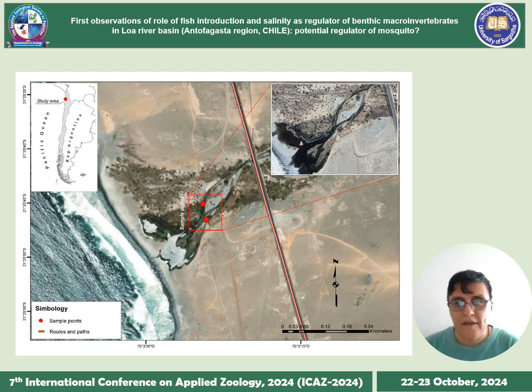And finally, in this plate, you can see a map of the estuary of Loa River. The red points are the study sites. It is in the low zone of the low course of Loa River.